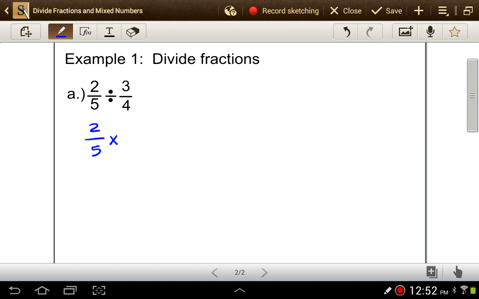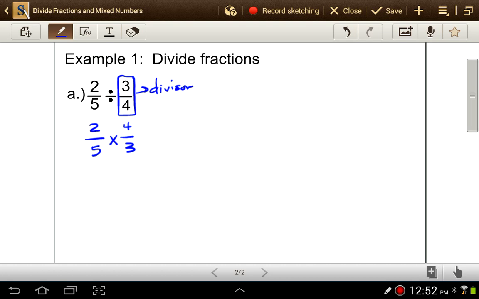And then I take the reciprocal of the divisor. Remember that right there. That is our divisor. So I'm going to take the reciprocal of that number, which means I'm going to switch the numerator and the denominator, and that gives me 4/3. So the first fraction does not change. The division becomes multiplication, and then I do the reciprocal of the divisor, or the second number.